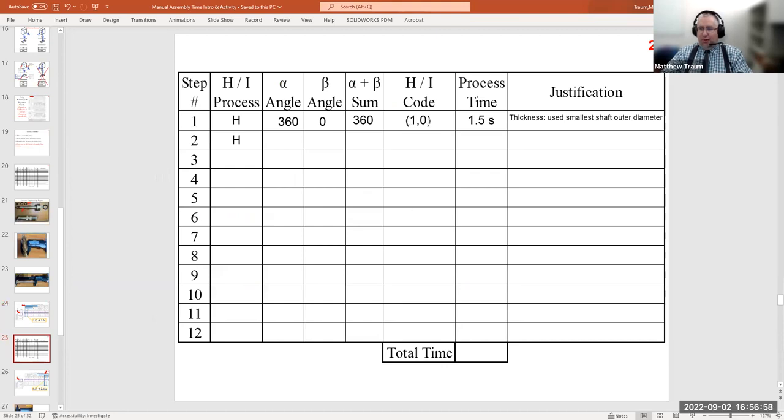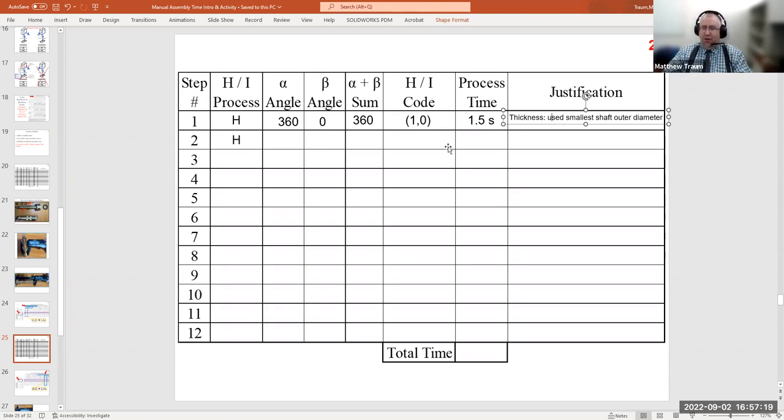And so I put 1,0 here in my HI code, and then the process time is 1.5 seconds. Now, this justification column, you don't have to use all the time, but if there is something unusual or unexpected that happened that might have influenced the way that you did the calculation, you should put it there just to help whoever's looking at your work understand your thought process.